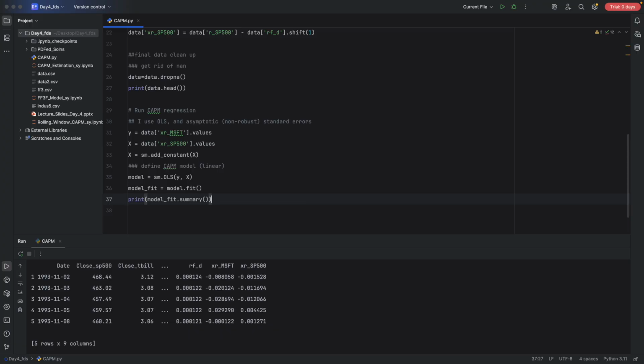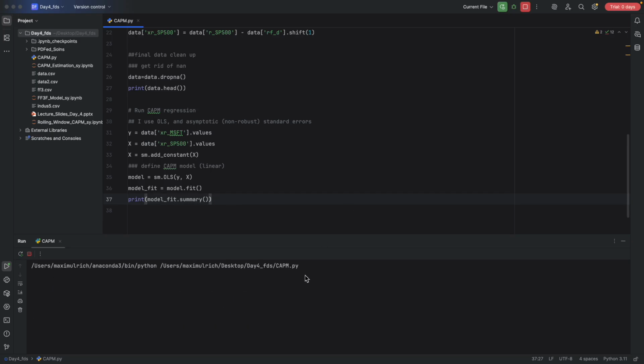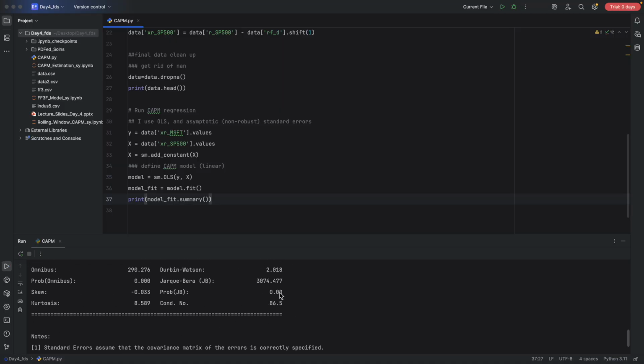And the next thing is we are going to print out model underscore fit. So that is where the stats models is saving the estimated parameters, the data we used, the R-square, and any other types of statistics. So let's call dot summary. Let's see what a summary statistic gives us here.